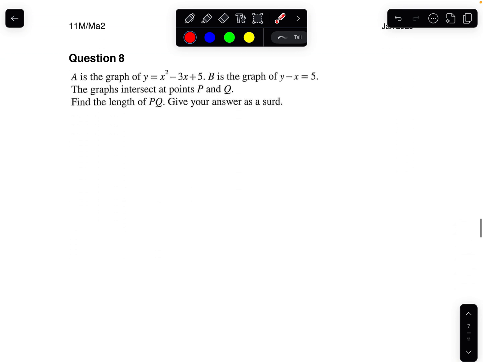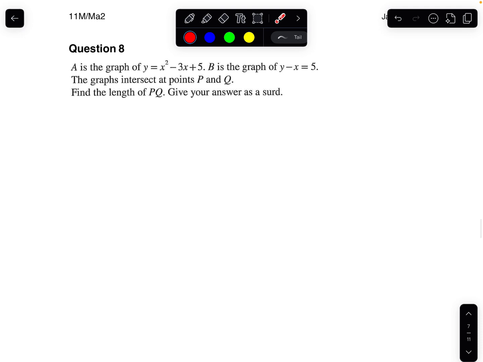Right. A is the graph of this and B is the graph of this. So I have two graphs that are intersecting. I'm not even seeing what's going on here yet. There are two graphs intersecting. I am thinking this is simultaneous equations.